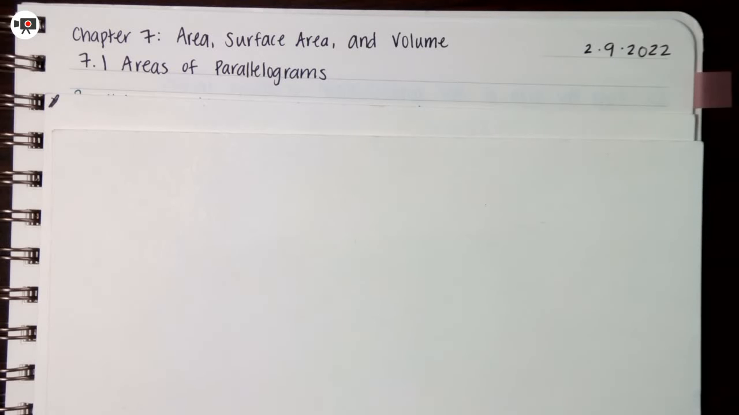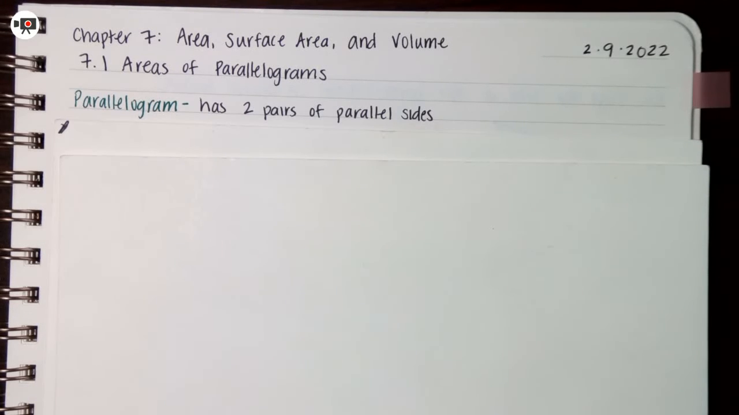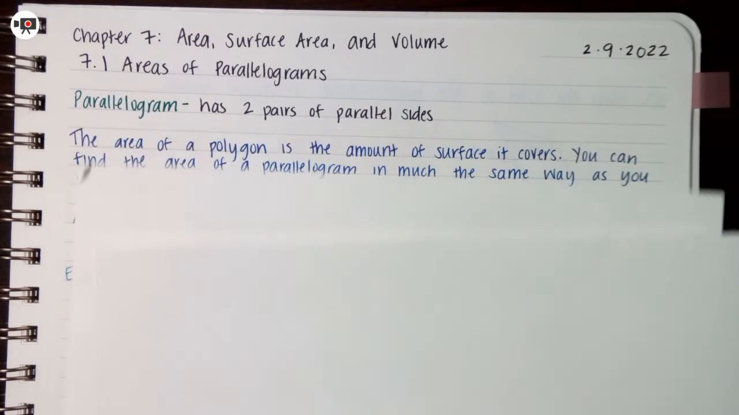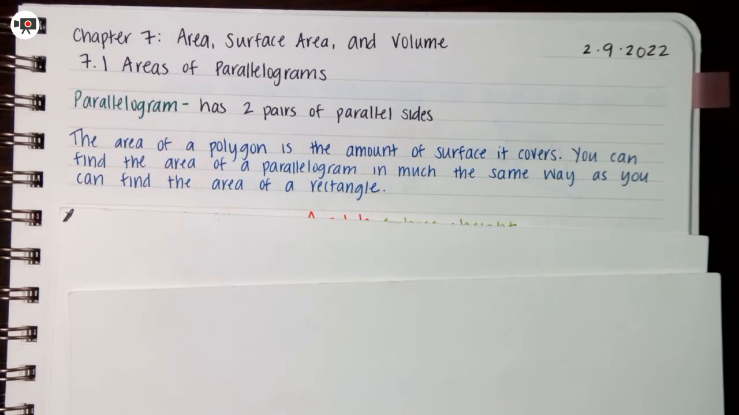This is Chapter 7, Area, Surface Area, and Volume. And this is 7.1, Areas of Parallelograms. A parallelogram has two pairs of parallel sides, and those parallel sides are on opposite sides of the quadrilateral. So a parallelogram has four sides, and its opposite sides are parallel. The area of a polygon is the amount of surface it covers.